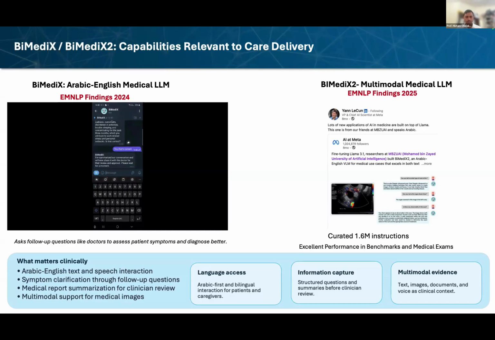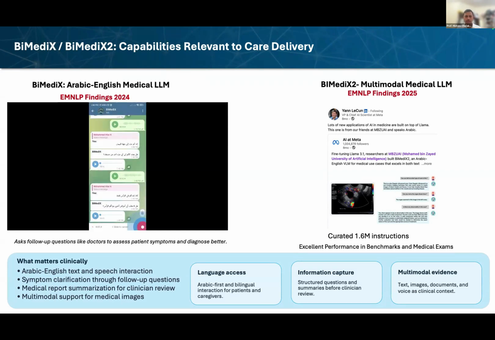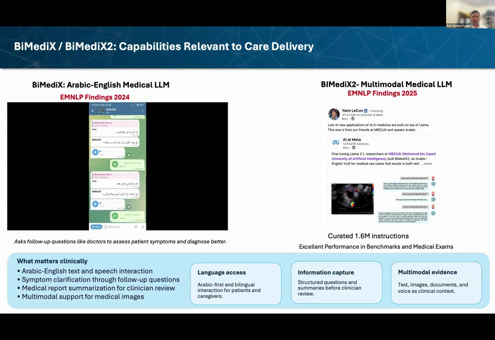So whenever the user is typing, it's going to respond in text format. If it is verbal, it will be Arabic. And here is Arabic.